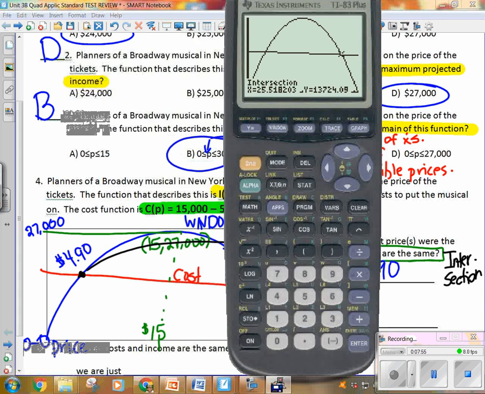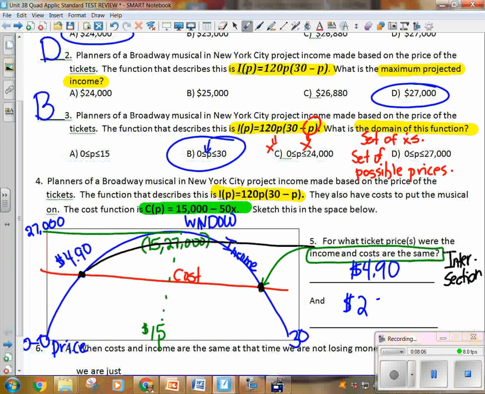My second intersection point is at $25.51. Again, the 8 after the 1 is enough to raise it to $25.52. That would be this point right here, $25.52. Okay. All right, so this is an example of what we've done.